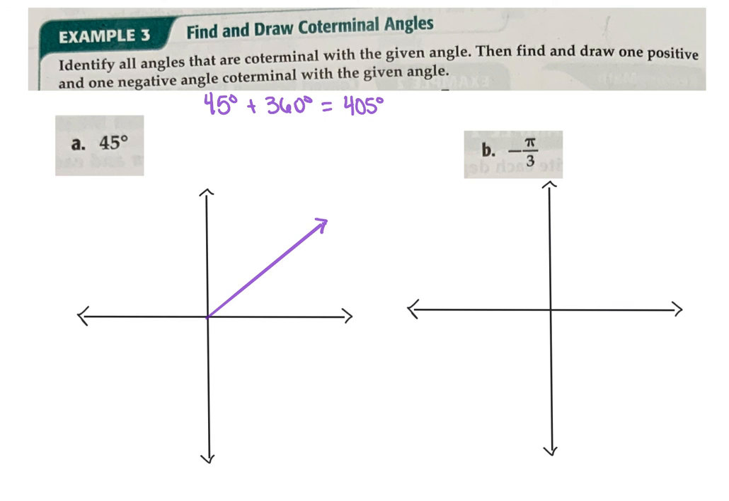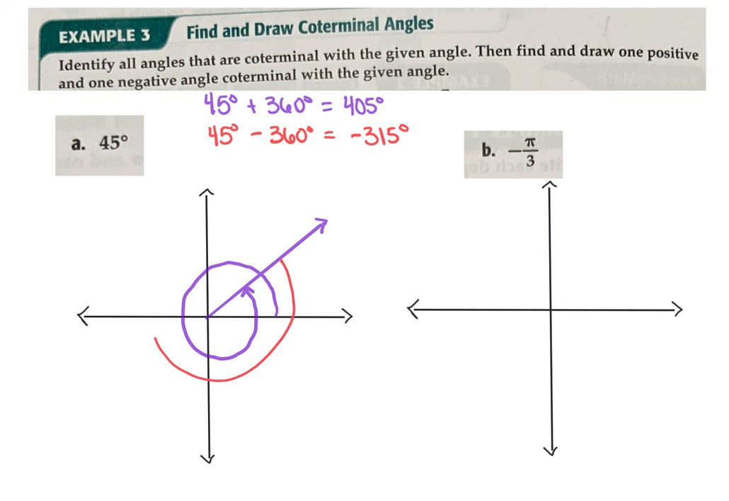If I wanted a negative angle measure that has the same, I would say 45 degrees minus 360 degrees, because I can go the opposite direction. And I would get negative 315 degrees. Both of those start here and end at the same point. If I went 360 that way, that's 405. If I went 360 this way, I have moved negative 315 degrees. So for coterminal angles, you just add 360 or subtract 360.